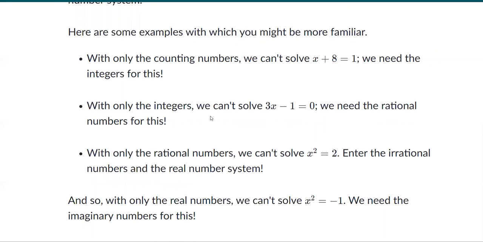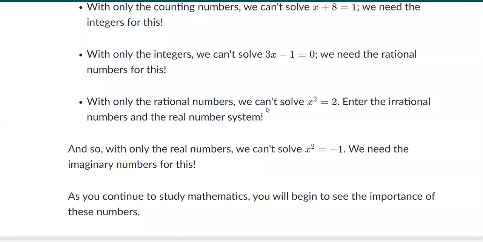With only the integers, we can't solve 3x minus 1 equals 0. We need the rational numbers for this. So there is no integer that I can substitute in for x to solve this. The solution to this, if you add 1, divide by 3, would be 1/3. That's 1/3, a rational number. And if you didn't know that those kind of numbers existed, you would say, oh, there is no value for x that will work for this equation. But that's not true with rational numbers included.